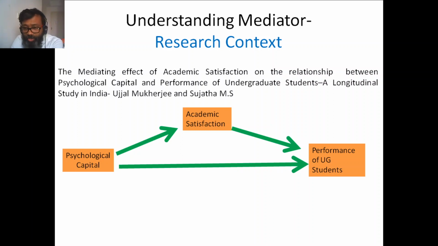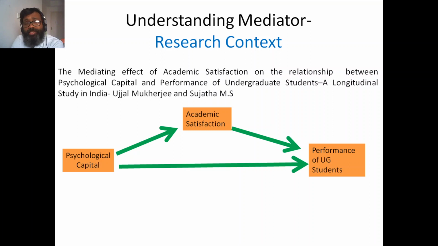The horizontal line that you see from psychological capital to performance of undergraduate students is path 1. That is one way how psychological capital affects performance of undergraduate students. But there is an alternative path also, which is psychological capital affects academic satisfaction, which in turn influences the performance of undergraduate students. When you test the hypothesis, there might be a chance that psychological capital directly influences performance of undergraduate students, and there is nothing in between, which is academic satisfaction. That means the indirect path is not applicable, or it might be both the paths.